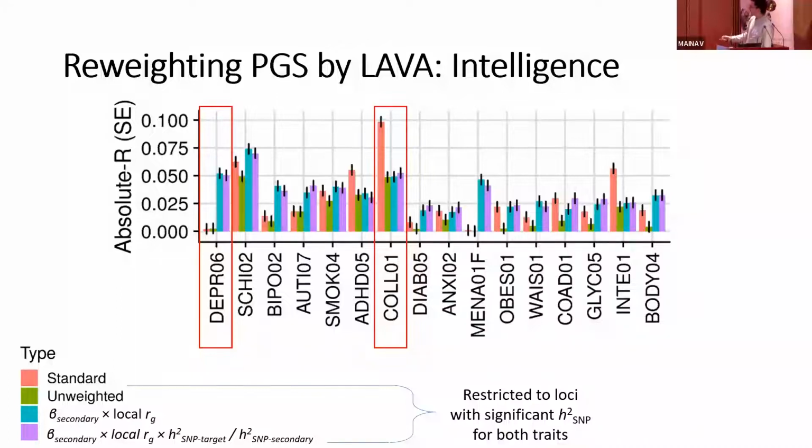But then there's the other scenario, which is showing an educational attainment polygenic score predicting intelligence, and subsetting the loci used and reweighting doesn't improve prediction. In fact, it gets a lot worse. This is probably because there isn't a mixture of positive and negative local genetic correlations in this case. And subsetting loci to those that have a statistically significant heritability is removing loci that are relevant to predicting intelligence but are no longer included due to insufficient power.